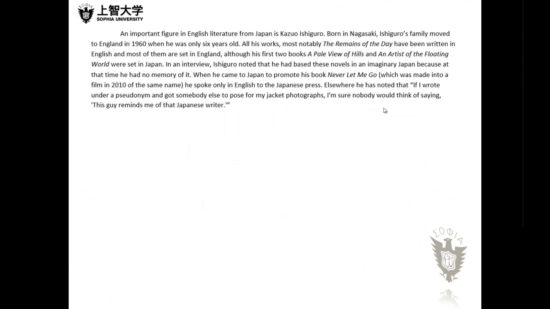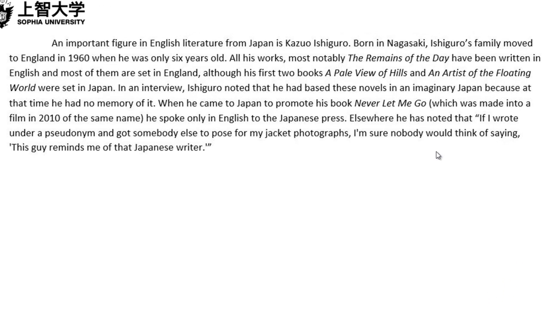So here's an example of perhaps a part of your essay. It says, an important figure in English literature from Japan is Kazuo Ishiguro. Born in Nagasaki, Ishiguro's family moved to England in 1960 when he was only 6 years old. All his works, most notably The Remains of the Day, have been written in English, and most of them are set in England, although his first 2 books, A Pale View of Hills and An Artist of the Floating World, were set in Japan. In an interview, Ishiguro noted that he had based these novels in an imaginary Japan because at that time he had no memory of it.